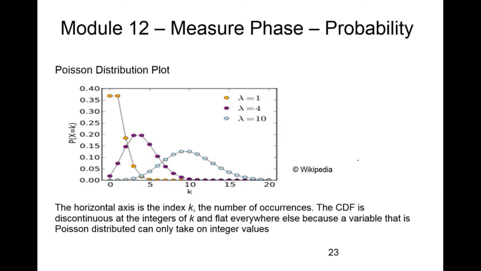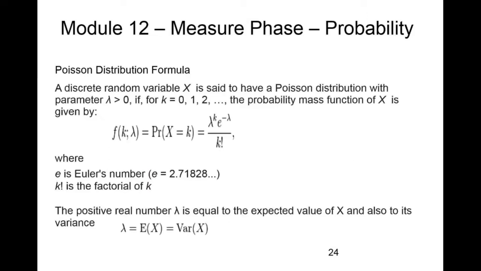And that's what the plot looks like. The horizontal axis is the number of occurrences, and the CDF is discontinuous at the integers of k and flat everywhere else, because a variable that is Poisson distributed can only take on integer values. And here are the formulas for it.